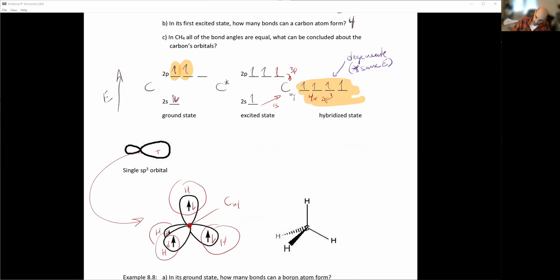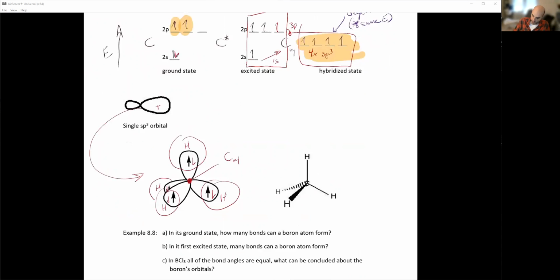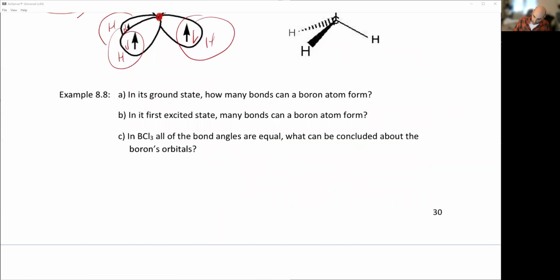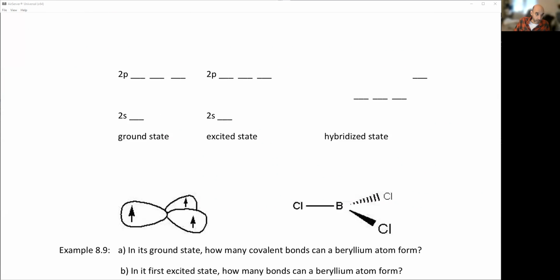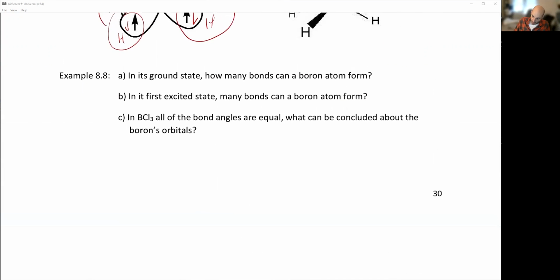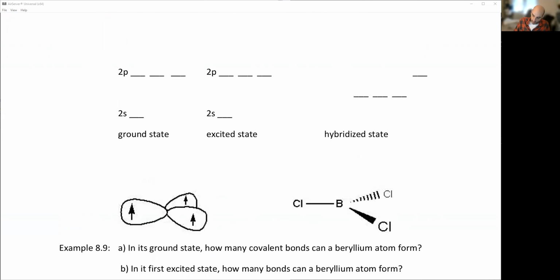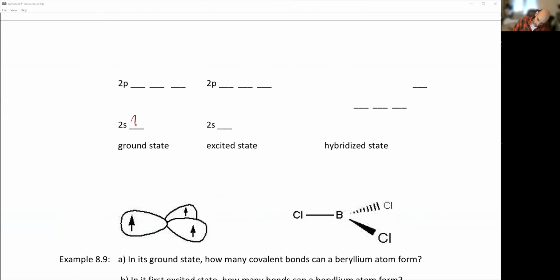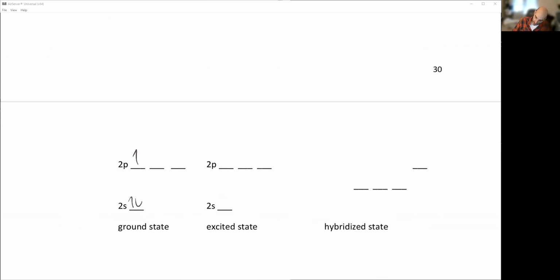By the way, when we hybridize, we're going to take all of these because I need to form 4 bonds. I can form 4 bonds. I don't know why this shifted, but it's fine. Let's use it. So in its ground state, how many bonds can boron form? Okay, so boron, 1, 2, 3. So it can form 1 bond because it has this 1 electron here. Okay, now let's excite it.